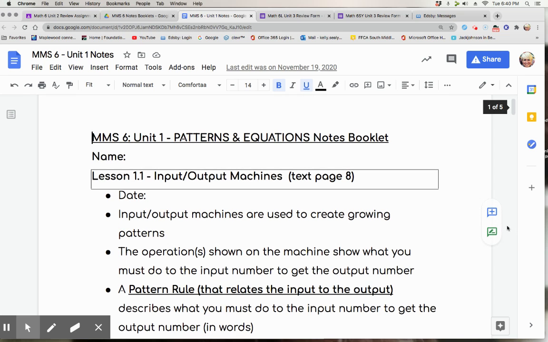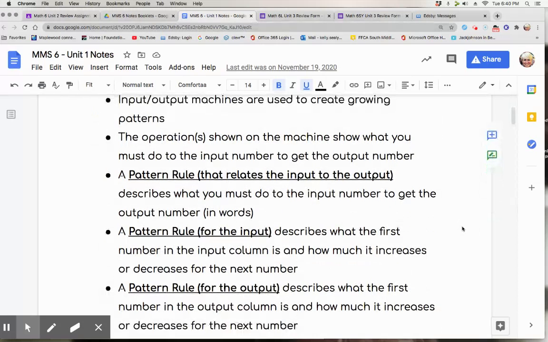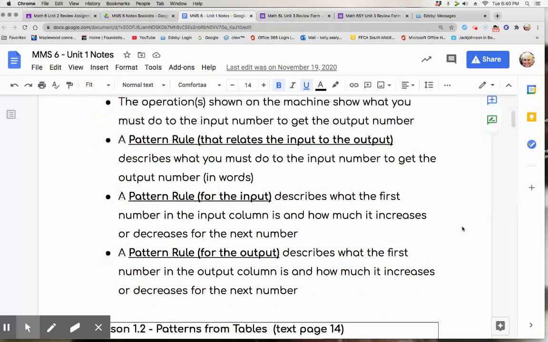The first lesson in this unit is about input and output machines. Input and output machines are used to create growing patterns. The operation or operations shown on the machine show what you must do to the input number to get the output number. There are three different types of pattern rules that we learned about.